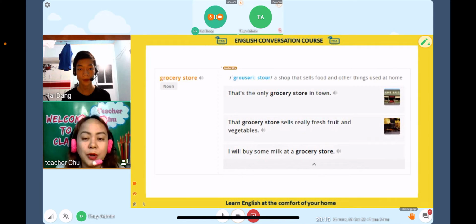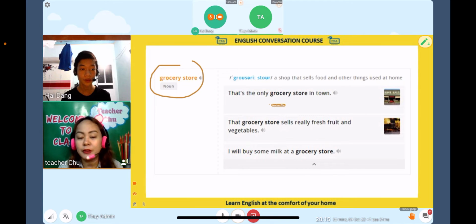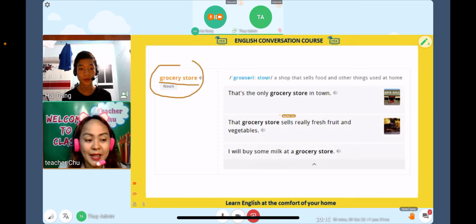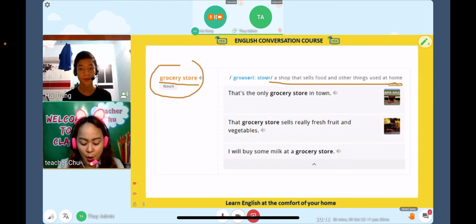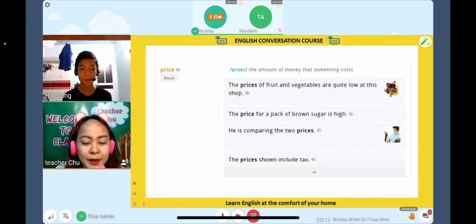Okay, so how about our next word for review? Our next word for review is grocery store. What is a grocery store? A grocery store is a shop that sells food and other things you use at home. Yes.